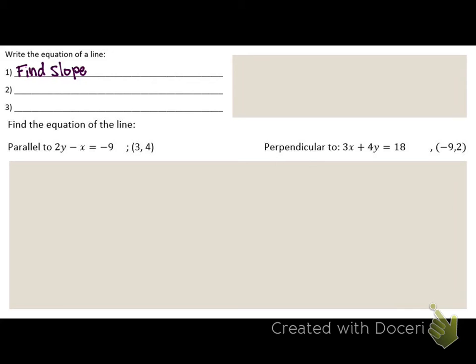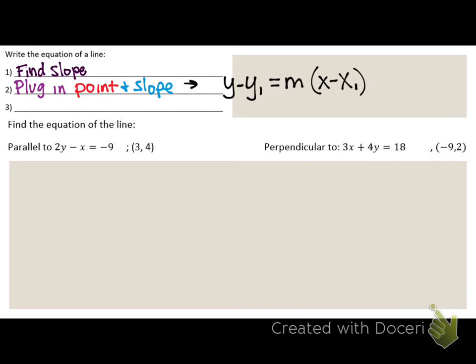First one is to find the slope. Second one, you're going to plug in the point and the slope. And you'll plug it into y minus y1 equals m times x minus x1. This is called point-slope formula, where you plug in your point. I highlighted in red where you plug in the point, and highlighted in blue where you plug in the slope.